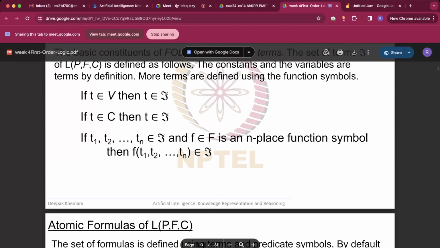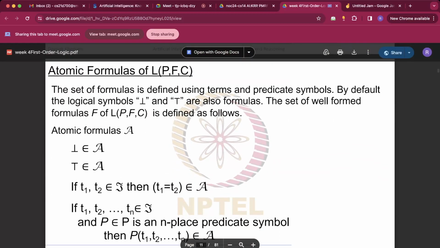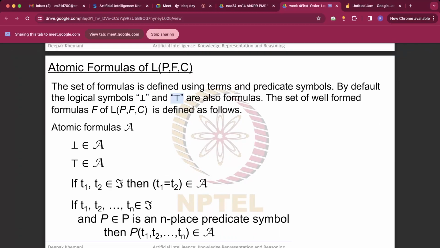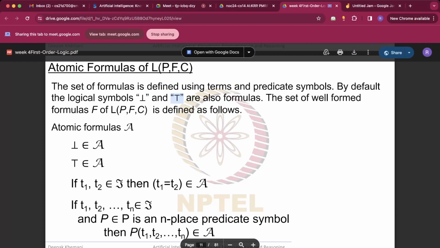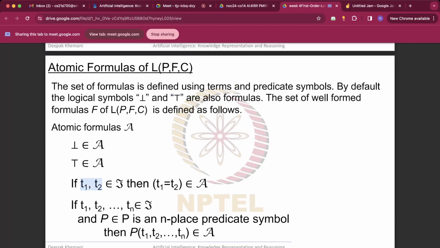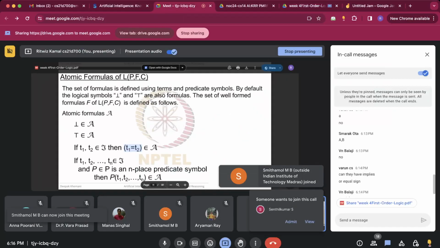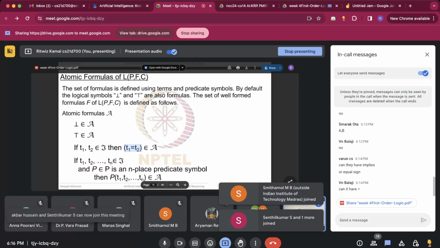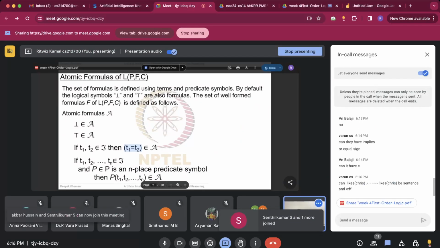Now let's look at the definition of an atomic formula. Both top and bottom, which is truth and false, are atomic formulas. If t1 and t2 are terms, then t1 equals t2, this whole thing, is also an atomic formula. So I think this addresses your question, Balaji, about whether there can be an equality sign. Remember that the equality should be between two terms.